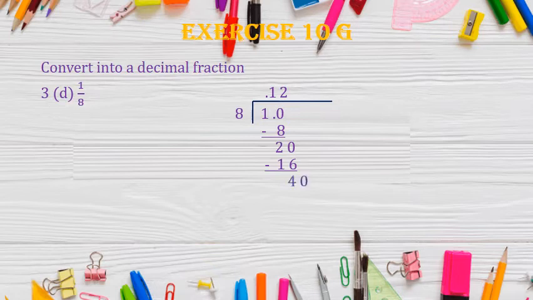And now what we are going to do, we will add 10 to 4, so that it becomes 40. And now we will divide 40 by 8. So 8 5s are 40. And 40 minus 40 is equal to 0. So now what is the answer? The answer is, or the quotient is 0.125. So we can say that 1 by 8 is equal to 0.125.